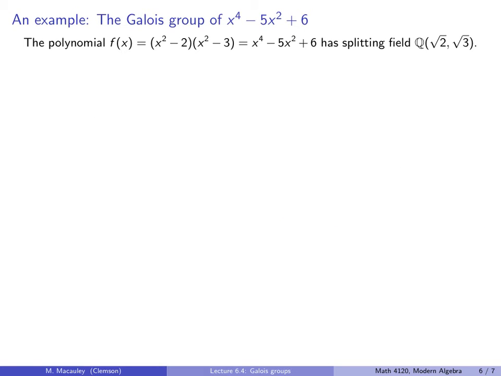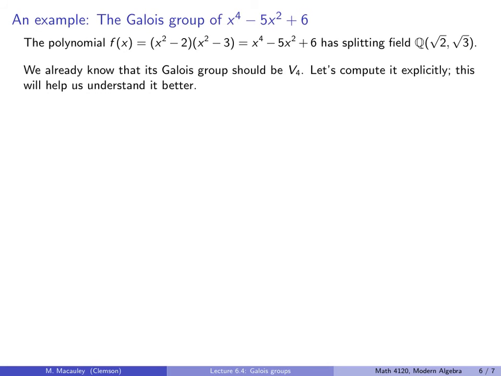We will conclude this lecture with one example, which we touched on briefly in the second slide. This is the Galois group of the polynomial x to the 4th minus 5x squared plus 6. Now this factors into two irreducible products, and so the splitting field of this polynomial is Q adjoin root 2 and root 3. We already know that the Galois group of this polynomial should be isomorphic to V4. But let's compute it explicitly, and this will help us understand it better.